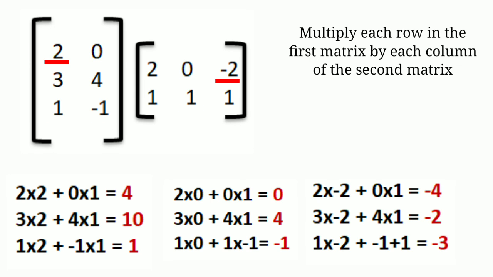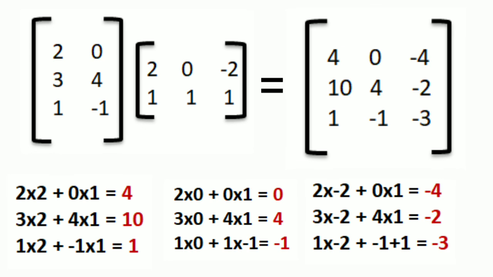And last, 2 times negative 2 plus 0 times 1 is equal to negative 4. 3 times negative 2 plus 4 times 1 is equal to negative 2. And 1 times negative 2 plus 1 times negative 1 is equal to negative 3. And it results as 4, 0, negative 4 as row 1, 10, 4, negative 2 as row 2, and 1, negative 1, negative 3 as row 3.